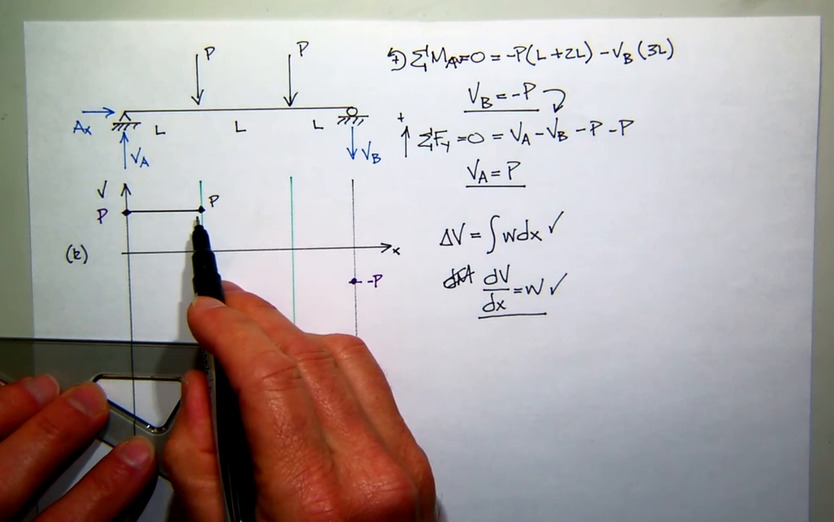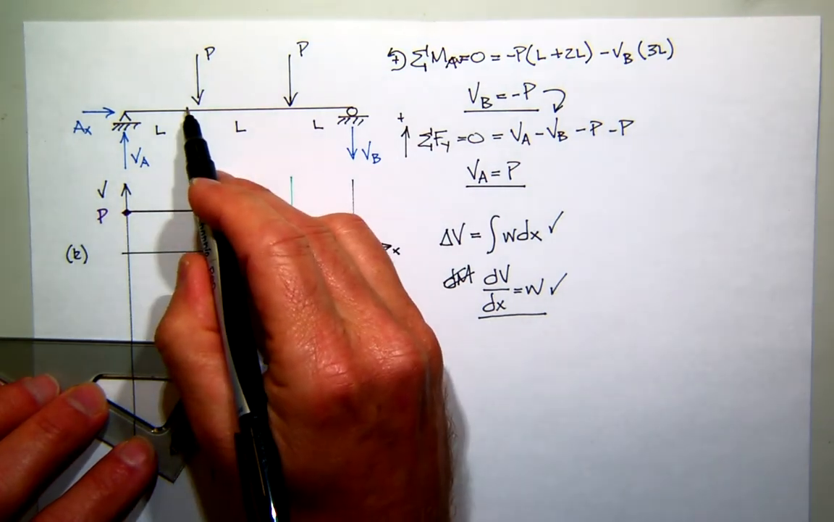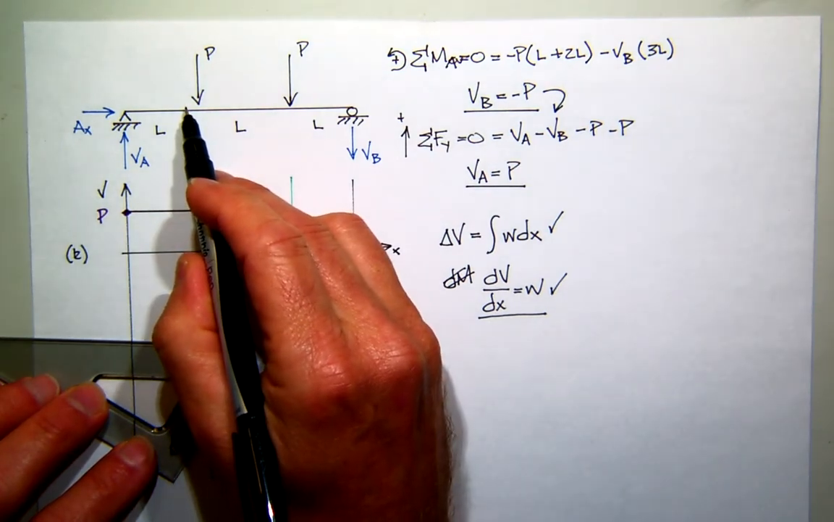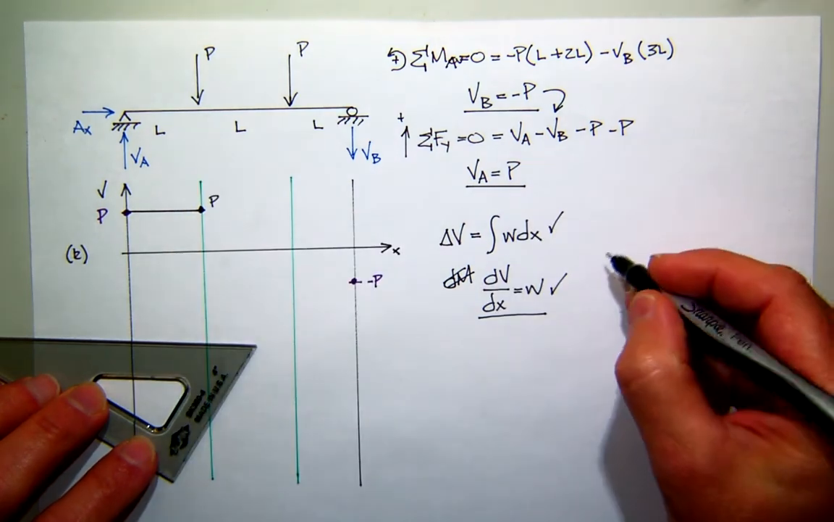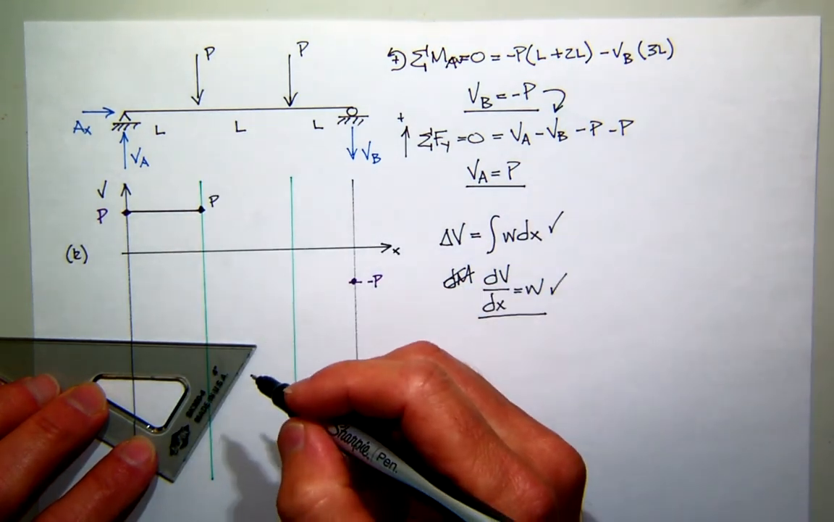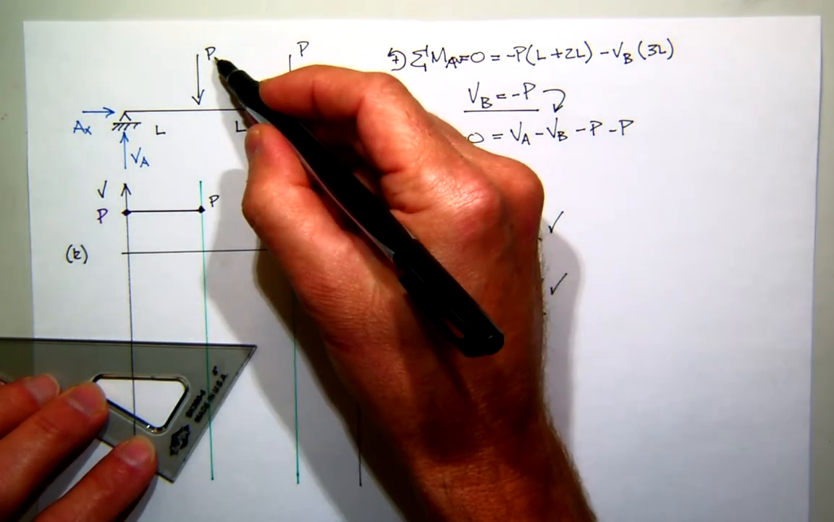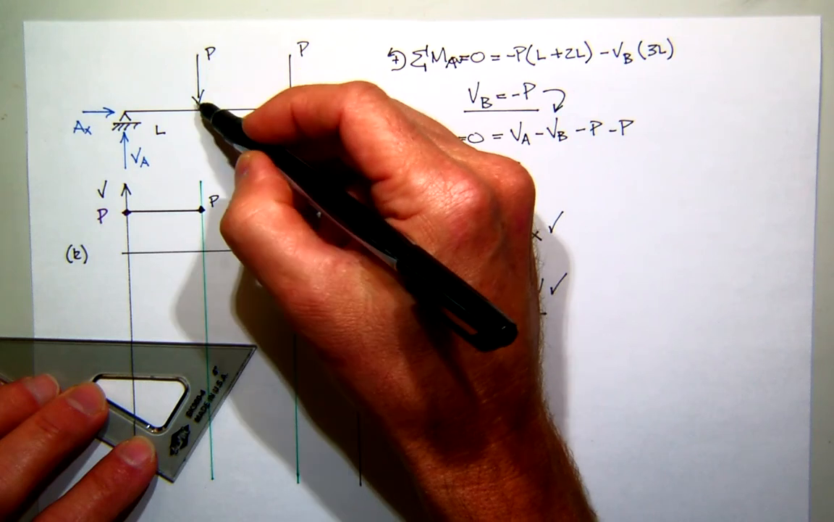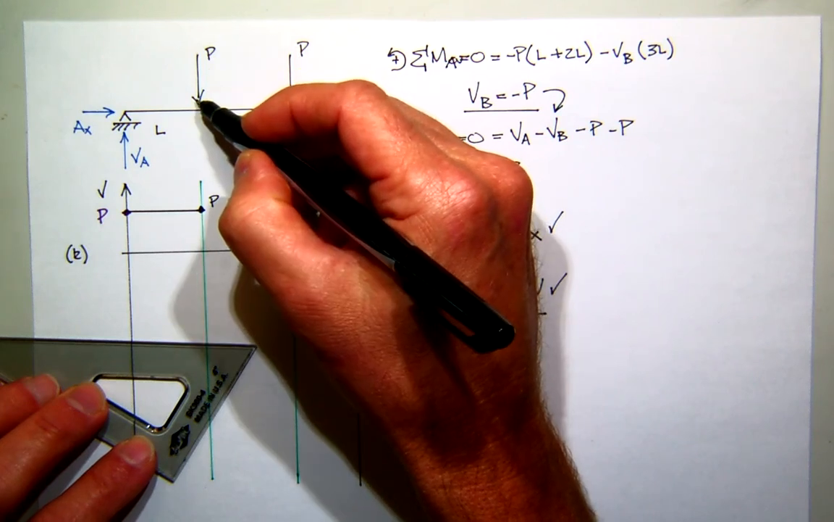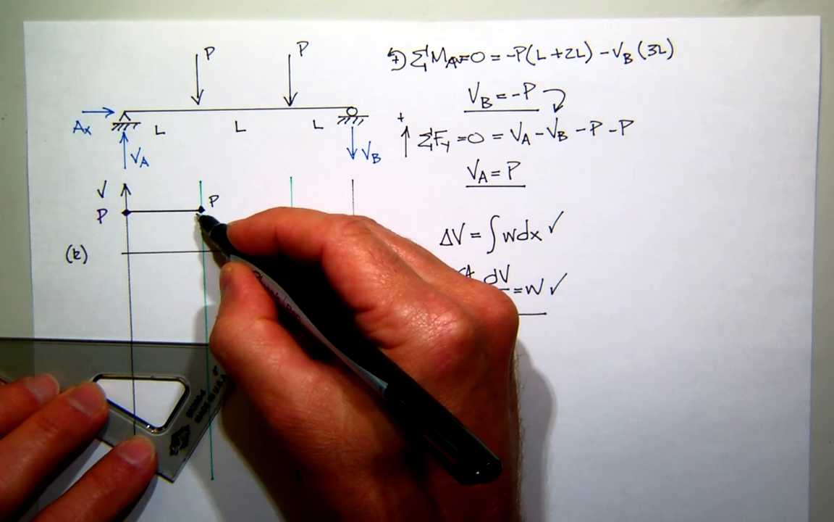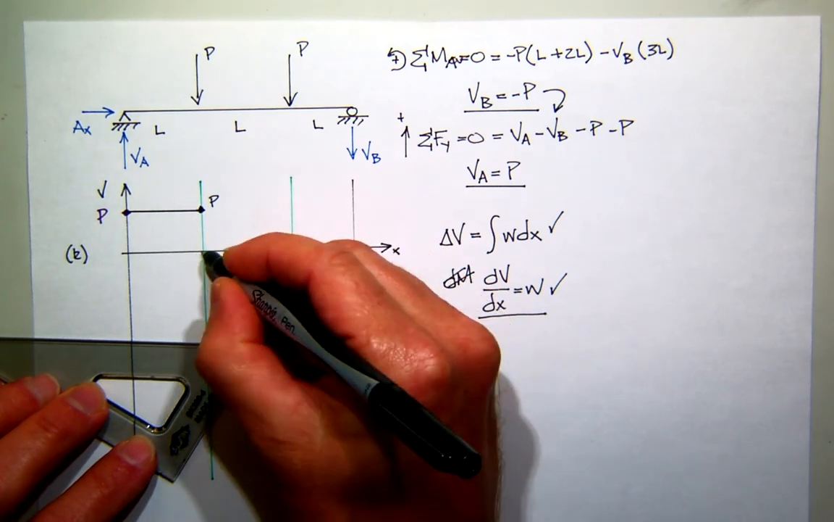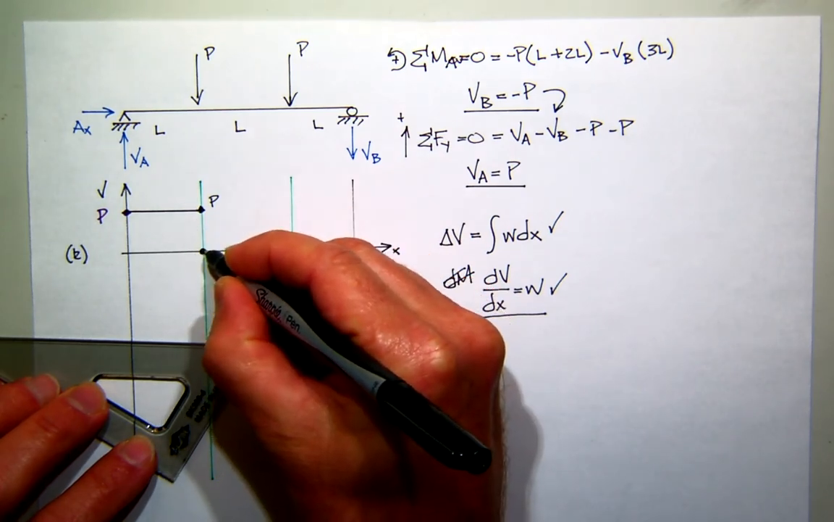Now this lands just to the left of P. What happens just to the right of P? It changes, right? And how much does it change? P. Is this a negative load or a positive load? Negative. So we're going to go from P, it's going to drop negative P, it's going to land at 0.